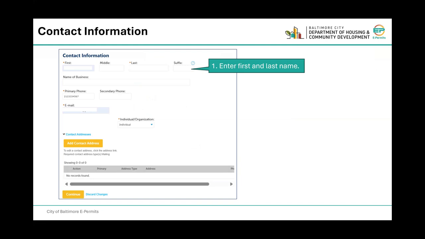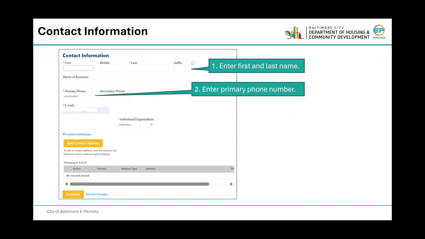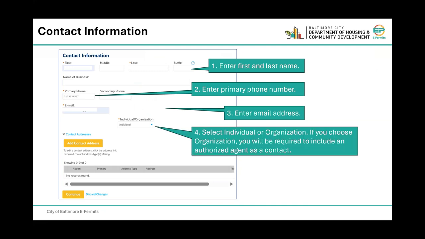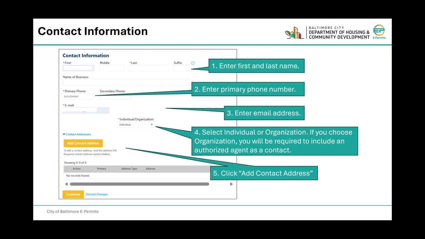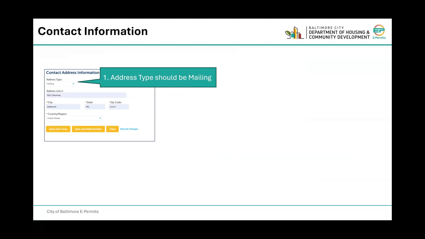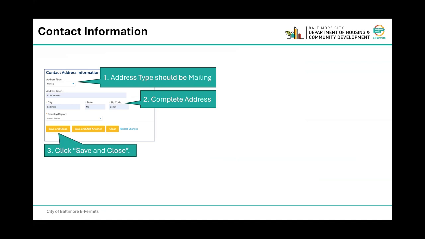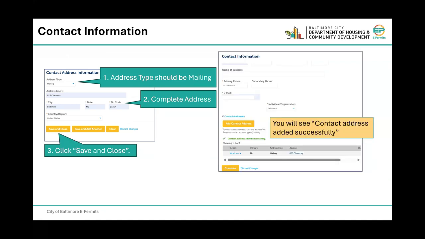Enter first and last name. Enter the primary phone number. Enter email address. Select individual or organization. If you choose organization, you'll be required to include an authorized agent as a contact. Click Add Contact Address. Address type should be mailing. Complete address. Click Save and Close. You'll see contact address added successfully. Click Continue.